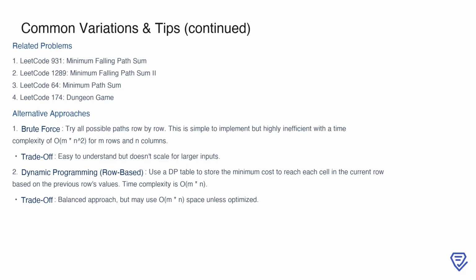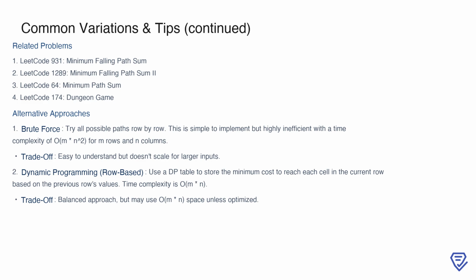Additionally, let's look at alternative approaches you can use to solve this problem. Brute force is the most straightforward method, where you try all possible paths row by row. While it's simple to implement and easy to understand, it comes with a significant trade-off. Its time complexity is O(m*n²), making it impractical for large inputs.